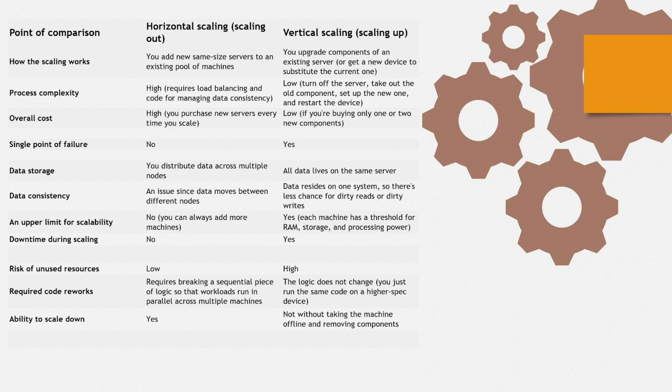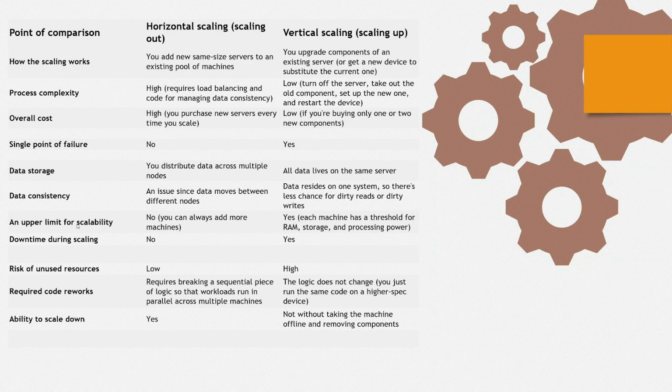Data storage. We can distribute the data across multiple nodes in horizontal scaling. We have to do that to maintain data consistency. But in vertical scaling, all the data lives on the same server. Data consistency becomes an issue in case of horizontal scaling because we are interacting with multiple nodes. Again, in vertical scaling, because it is one single server, data consistency is not an issue.